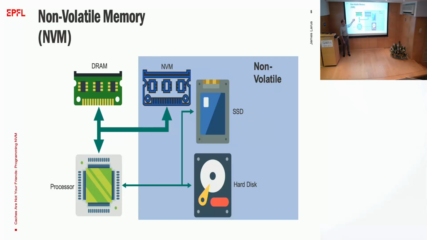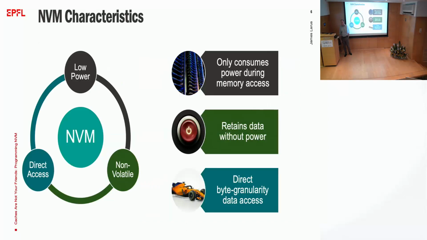Recently, we have seen the introduction of commercial products that are called non-volatile memory, which are accessed like DRAM or connected to the memory bus like DRAM, but are non-volatile. You turn off the power and it retains the contents of it, just like we did with SSDs and hard disks. So the characteristics that make non-volatile memory interesting are threefold.